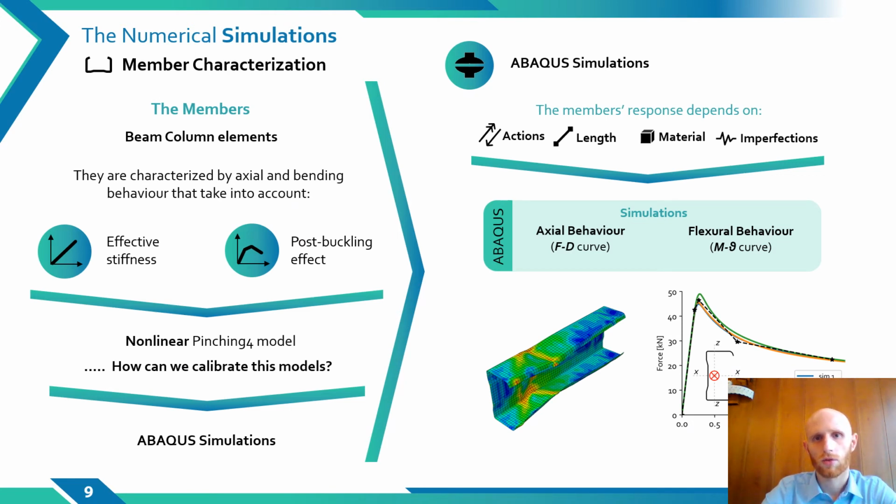The members were modeled through beam column elements, characterized by an axial and bending behavior that take into account the effective stiffness and the post-buckling effect. In order to achieve this, we performed Abaqus simulations taking into account all parameters that rule the behavior of the member, which are the type of action, the length of the profile, the material, and the imperfections. From the simulation, we hence obtained the force-displacement and moment-rotation curves used to define the rheological model of behavior to assign to the beam column elements.